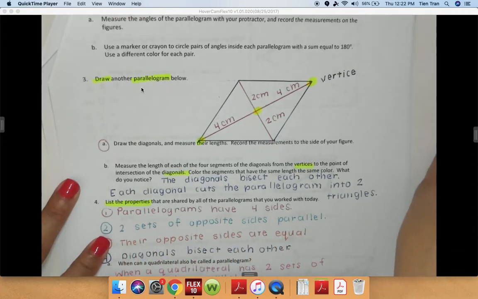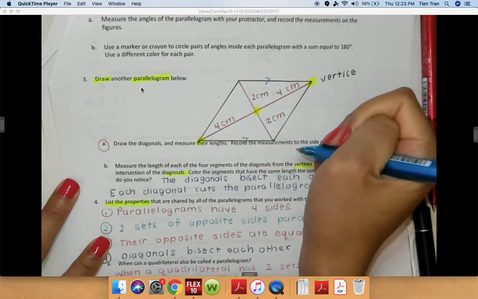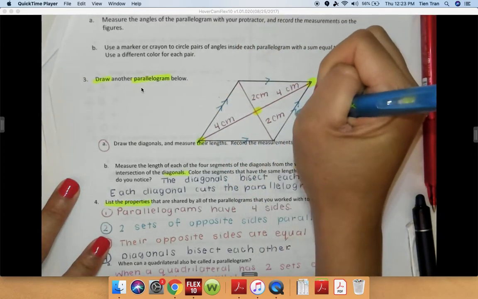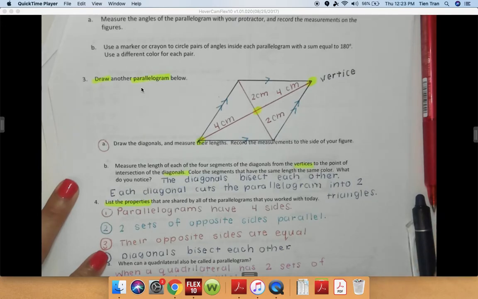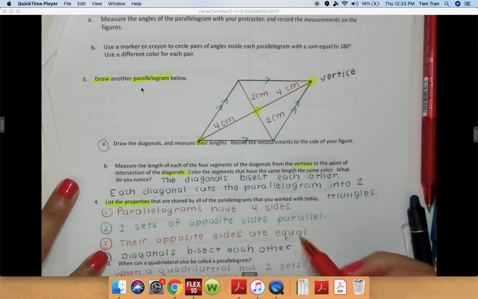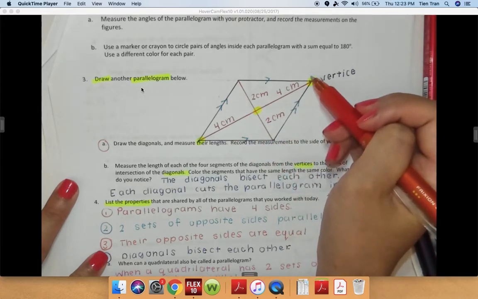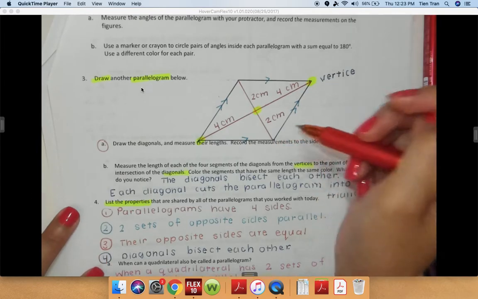2 sets of opposite sides are parallel. So parallel meaning that they have sides that are the same. So if you notice, this line is parallel to this line, and these lines are parallel to this line right across from it. So it has 2 sets of opposite sides that are parallel. Number 3, their opposite sides are equal. If you notice, this is 4 centimeters, so is this one, 4 centimeters. This one is 2 centimeters, so is this one, 2 centimeters.